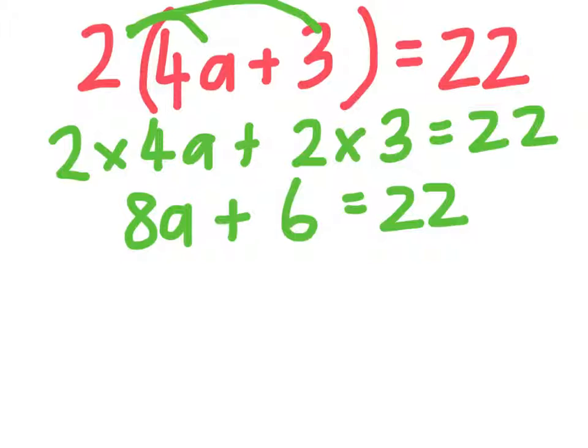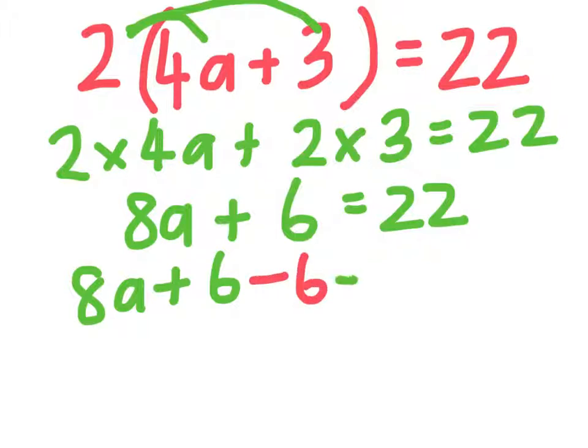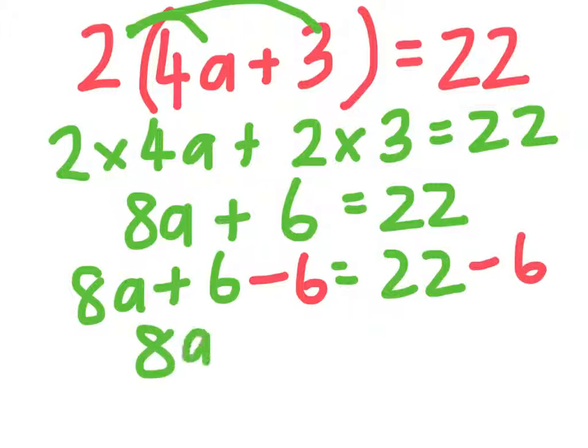And I'm solving this for a, so I have 8a plus 6, and I will do the inverse and subtract 6, and this equals 22. And again, remember, whatever I do to one side of the equal sign, I must do to the other, so I'll subtract 6. I now have 8a equals, because these have cancelled out, 22 subtract 6, so 8a equals 16.